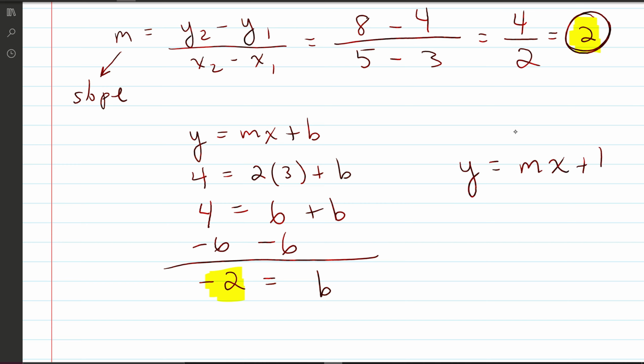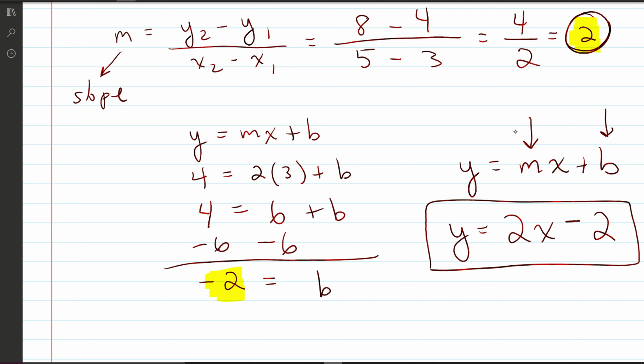So I'm just going to take those 2 pieces of information and form my last step. My last step is to again use y equals mx plus b, and this time I'm only going to substitute in for my slope and my y-intercept. So y equals 2 is my slope, x, and my y-intercept is negative 2. So I write down the negative 2. So y equals 2x minus 2. And that is the equation for us in slope-intercept form for a line that passes through 3 comma 4 and 5 comma 8.